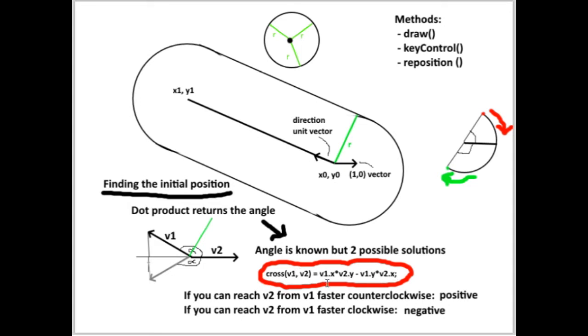It can tell me, if the two vectors have the same starting point, whether the second vector is on the left side or on the right side of the first vector. Or in other words, if you can reach the second vector from the first one faster by going counterclockwise, then the cross product value is positive. And if you can reach the second vector from the first one faster by going clockwise, then its value is negative. So once I know if the cross product of these two vectors is positive or negative, I can determine if their position relative to each other looks like this or like this.